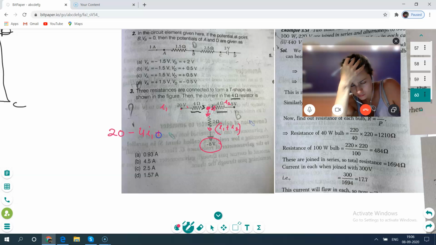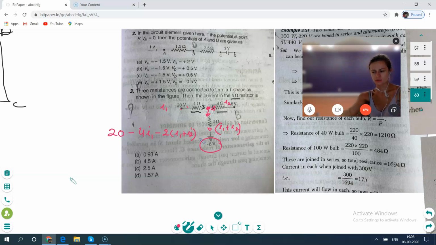Plus, it is going minus 2 into I1 plus I2. Is it clear? You just follow here down. Okay. Minus from high to low, minus 2. Okay. This is a number and this is equal to 0. Not equal to 0. It is minus 8.